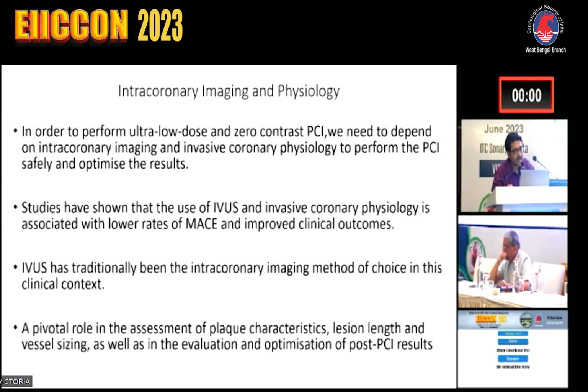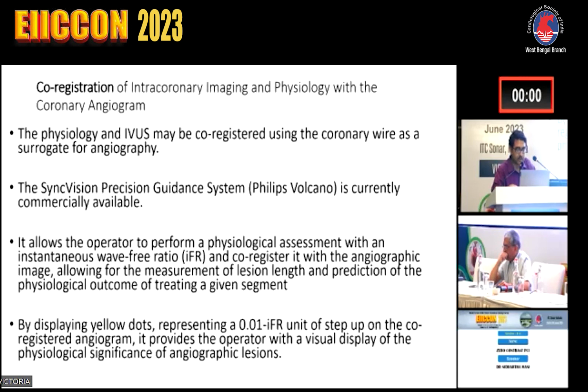And the studies have shown that use of IVUS and intracoronary physiology is associated with a lower rate of MACE. IVUS has traditionally been the intracoronary imaging here because OCT is not possible, as that requires dye, so we have to rely only on IVUS. From IVUS, we not only ascertain the landing zones, we can assess the plaque characteristics, the lesion length, the stent length, the vessel sizing, and obviously after PCI, we can optimize the result. So what is done is called co-registration of the intracoronary imaging and physiology.